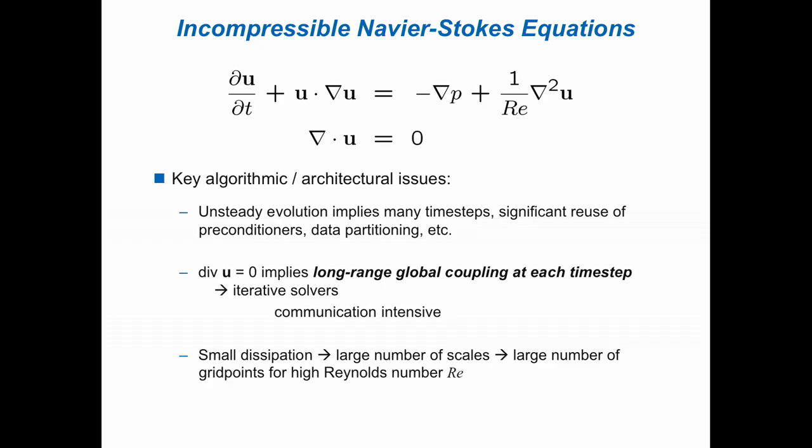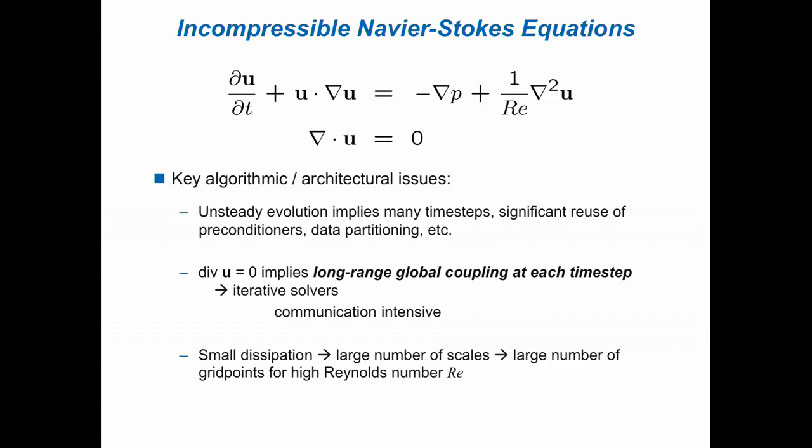And so the key algorithmic and architectural issues are, first of all, we have an unsteady solution, so it's evolving with time. We have many time steps, which means we can amortize preconditioners, data partitioning, and so on and so forth. We have this divergence of U equals 0. This is the incompressibility constraint.